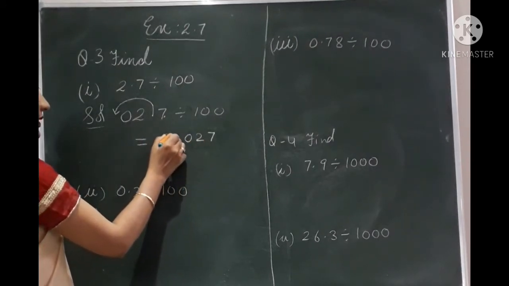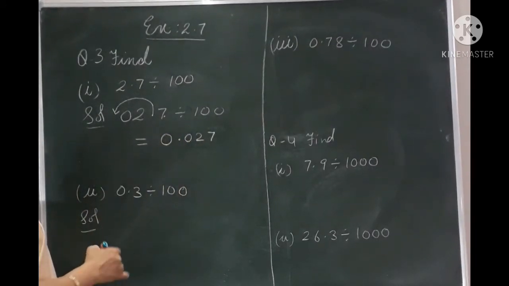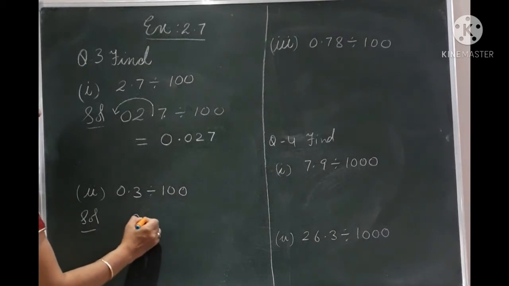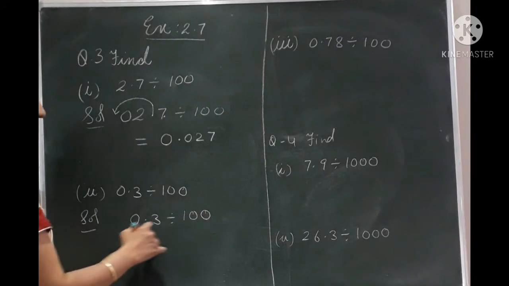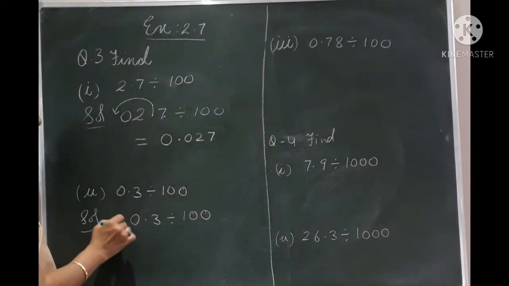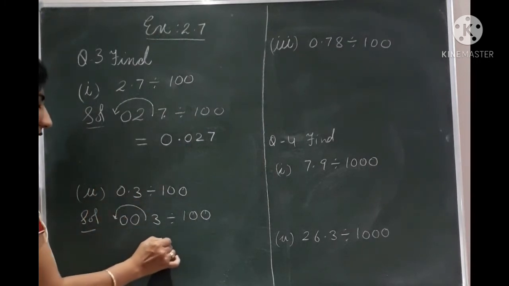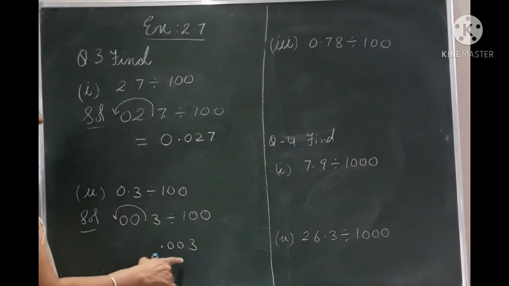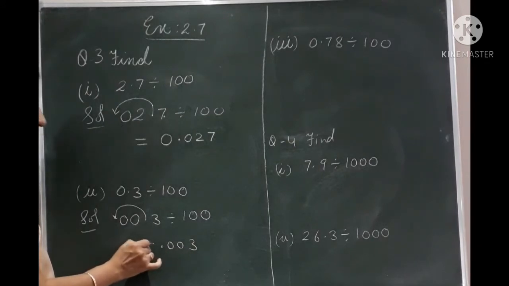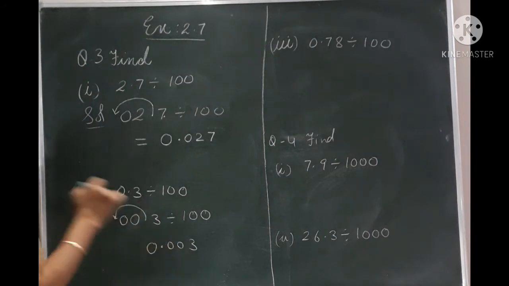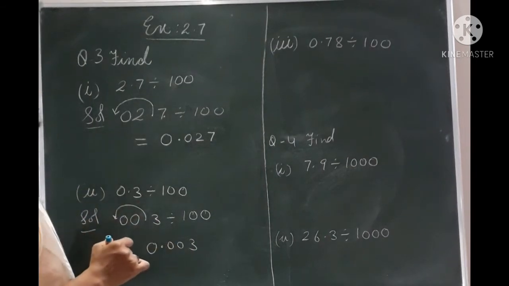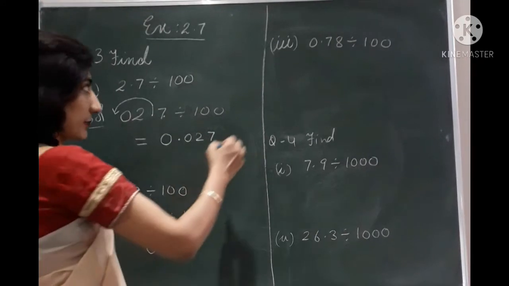In the whole number part, nothing is there, so I am putting a 0 here. Similarly here, 0.3 divided by 100. I have to shift the decimal 2 places to the left. On the left, I have only 1 digit, so 1 more 0 I will add. Now I shift the decimal, it will come here. So the answer will be 0.003. This is the decimal part. In the whole number part, nothing is here, so I will put a 0. So 0.003. Third part is 0.78 divided by 100.